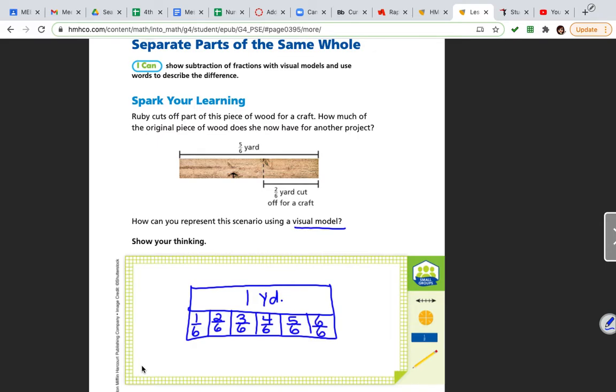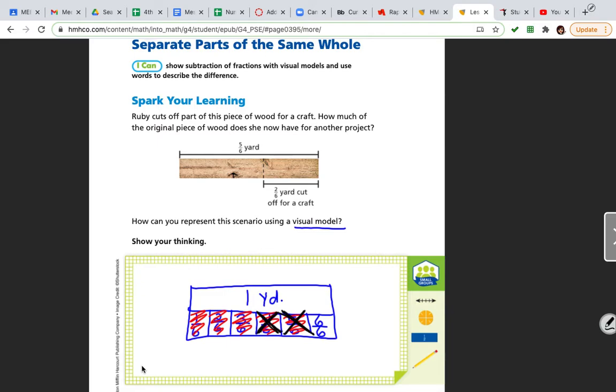Alright, so how can you represent this scenario using a visual model? If we had 5/6, let's shade in 5/6, because we did not have an entire one whole yard. So we have 1/6, 2/6, 3/6, 4/6, 5/6, but then she cuts off 2/6. So we're going to mark it out. We're going to put an X on it. That's how we're going to subtract.